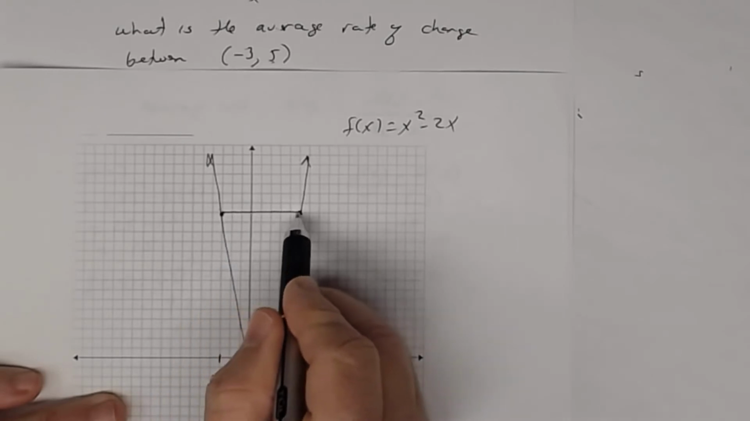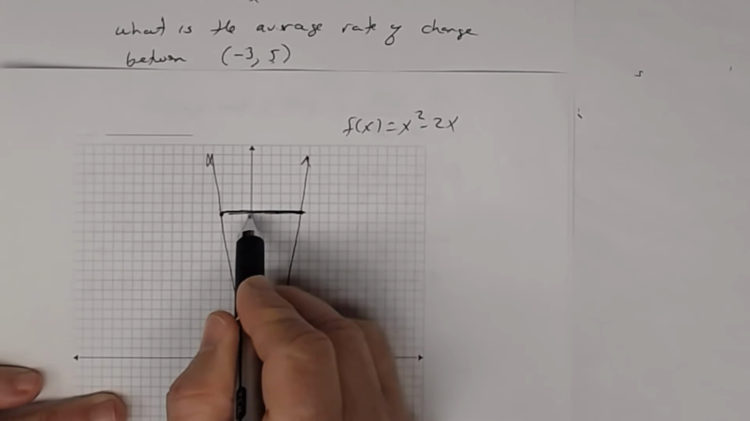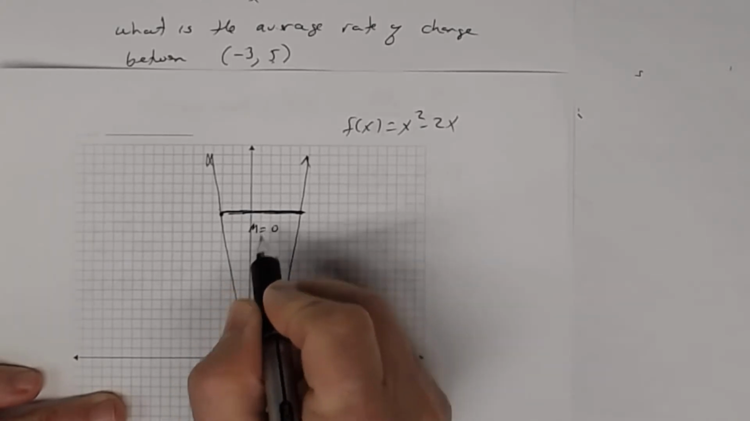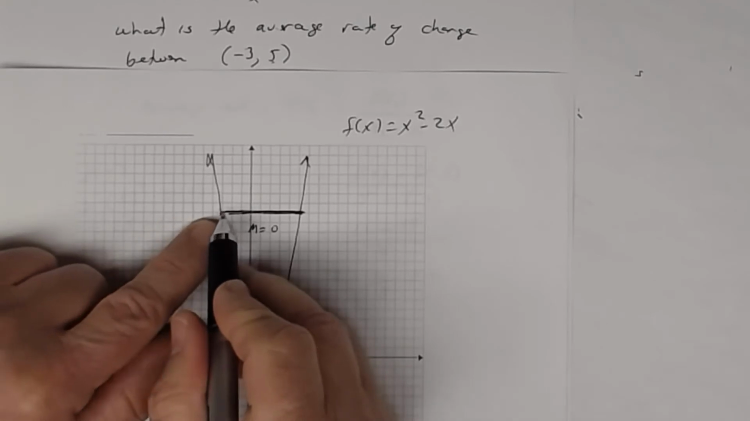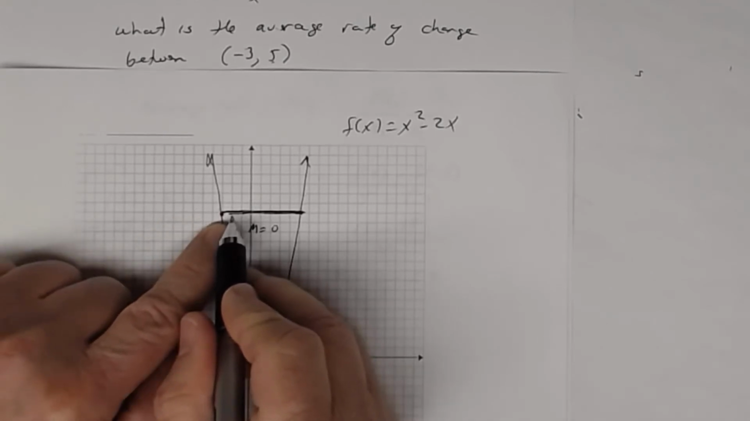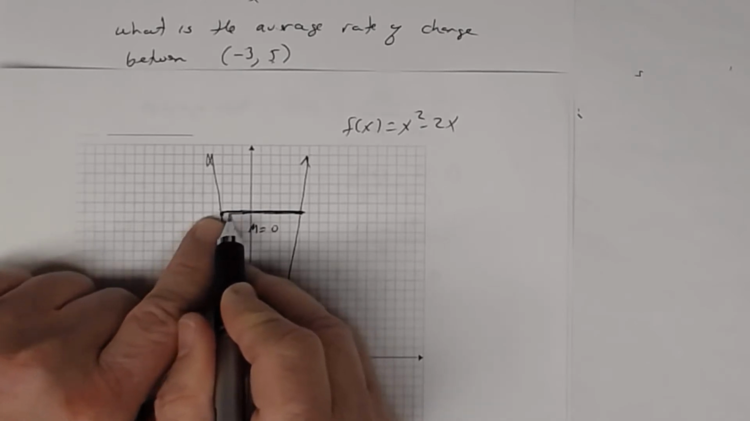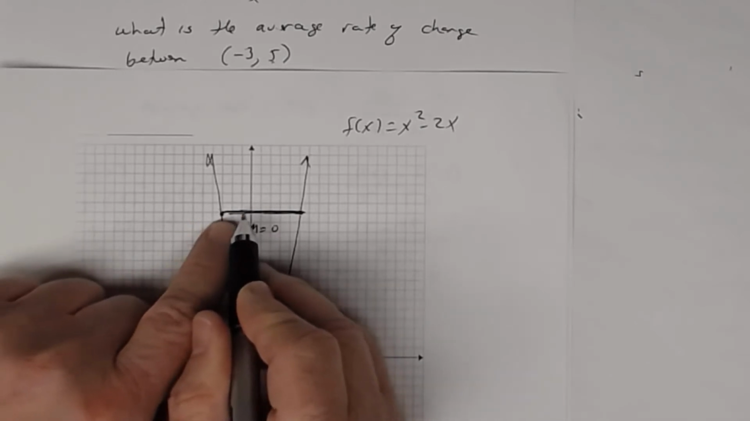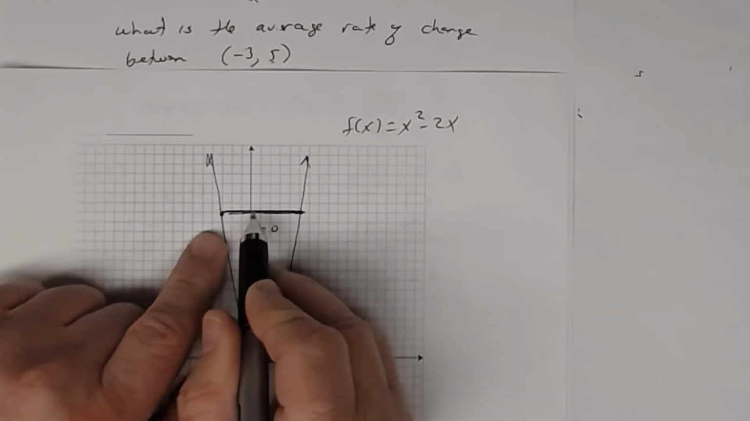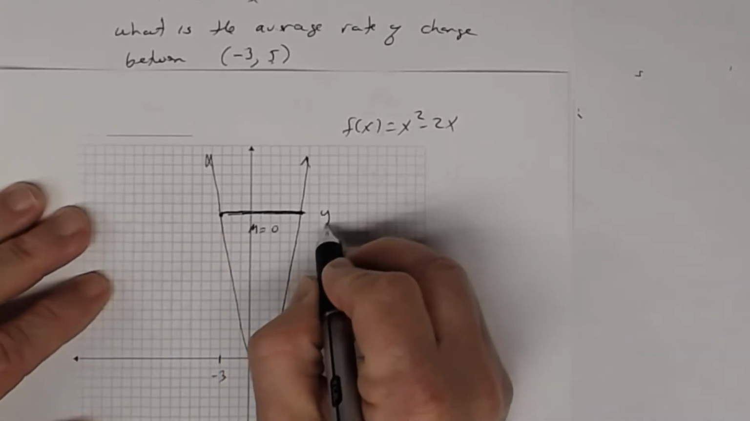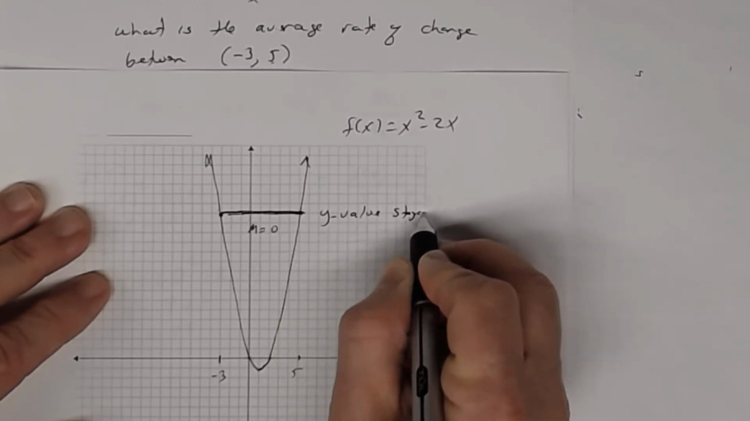Notice that this segment here is horizontal. Well, what's the slope of a horizontal line? The slope of a horizontal line is 0. That's what you found. So when I go from -3 to -2, or from -2 to -1, or from 1 to 0, my y value hasn't changed at all. My y value stayed the same. That's what that means. Slope is 0. It did not change.